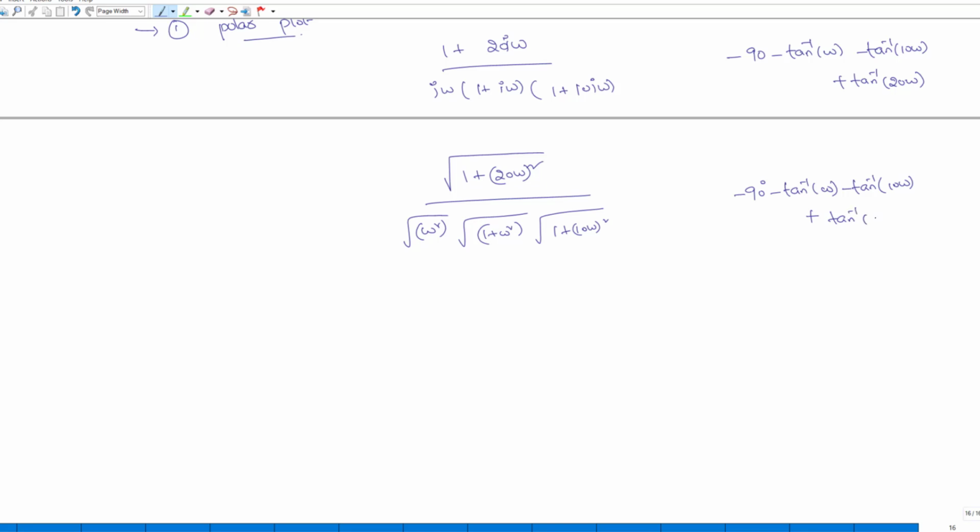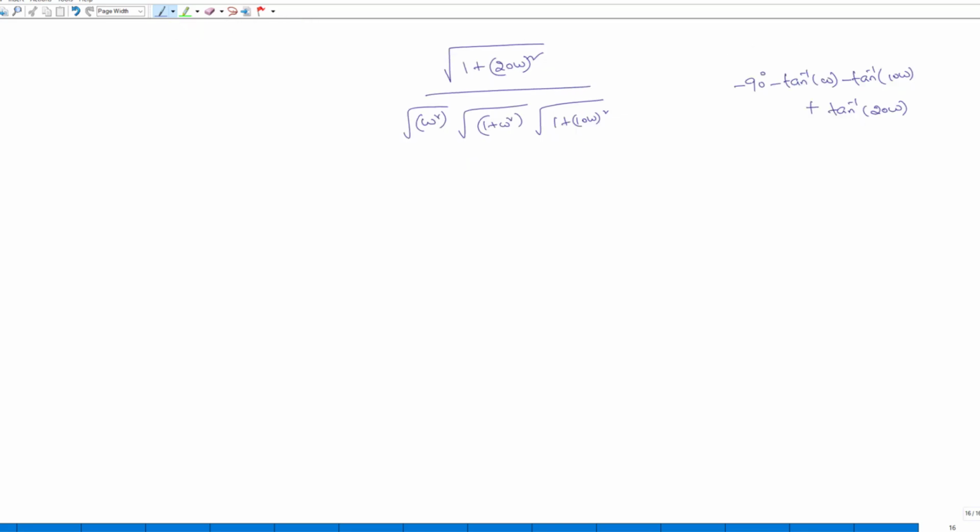Okay, so now what is happening here? Let us keep the value at omega is equal to 0. So 1 plus 0 divided by 0. Anything divided by 0 is infinity, so the magnitude at 0 will become infinity, that we have to write. And the phase is minus 90 minus tan inverse of 0. Tan inverse of 0 will become 0. So at omega is equal to 0, the phase is minus 90.